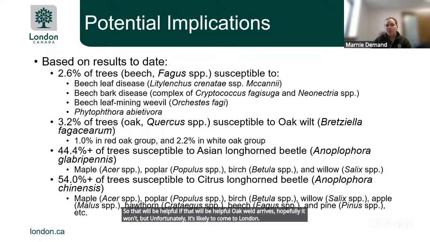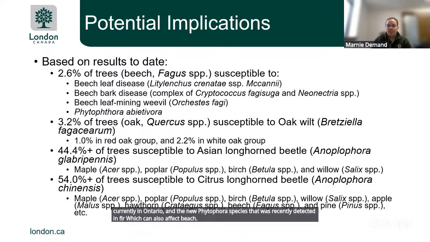We also know about 44.4% of the trees are susceptible to Asian longhorn beetle should it arrive. We know 2.6% of our trees are beech, which leaves them susceptible to beech leaf disease, beech bark disease, beech leaf mining weevil, which is not currently in Ontario, and the new Phytophthora species that was recently detected in fir, which can also affect beech.